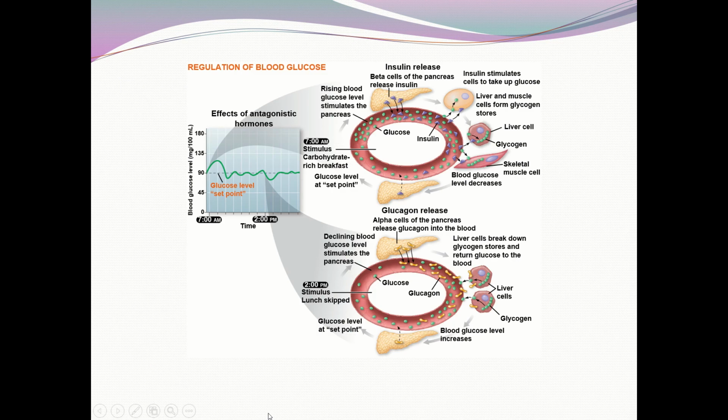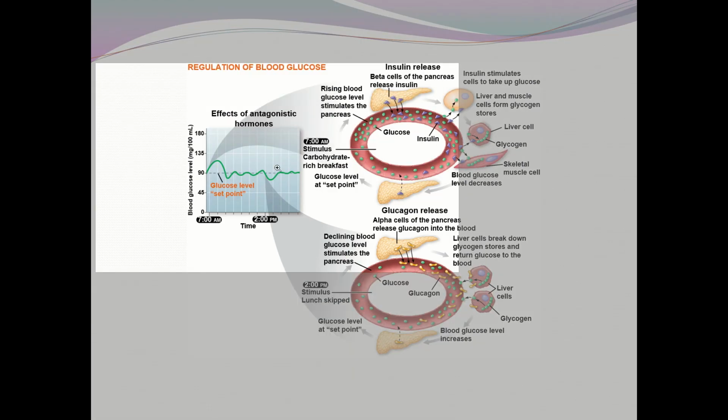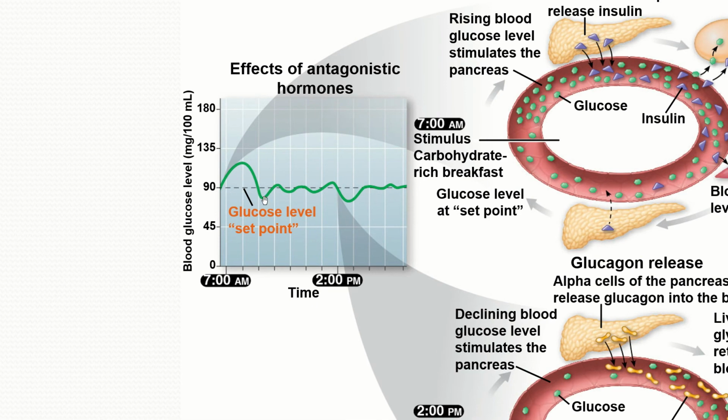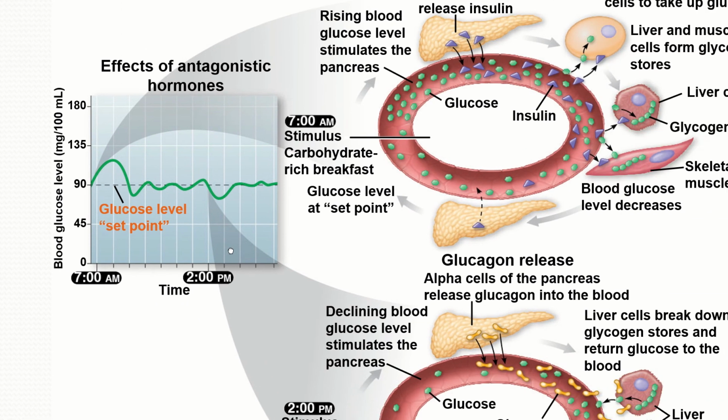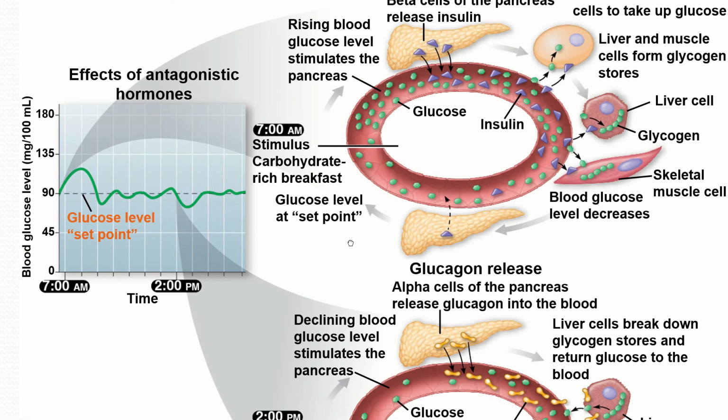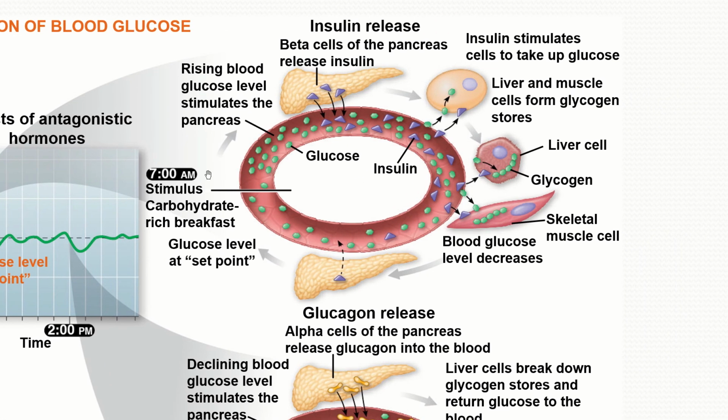This illustration shows the regulation of blood glucose. You can see the set point here in milligrams per 100 milliliters. Looks like it's hovering around 90. So let's look at what happens at 7 a.m. The stimulus is a carbohydrate-rich breakfast. That's an early breakfast. And this causes blood glucose levels to rise, which will stimulate the pancreas.